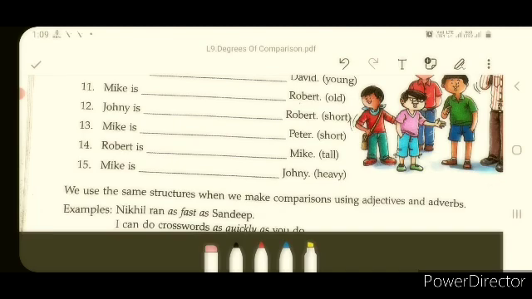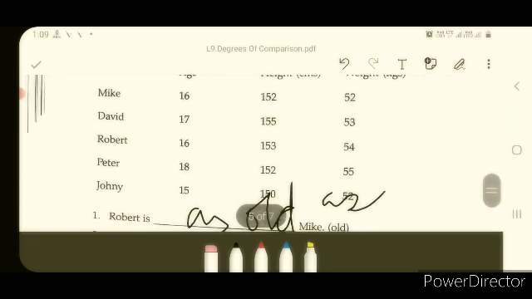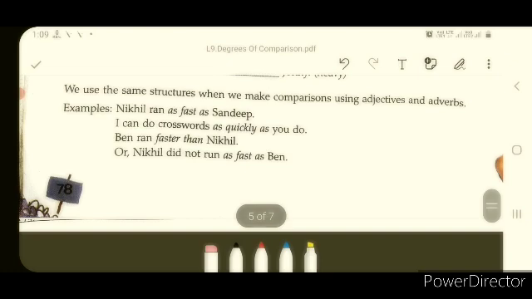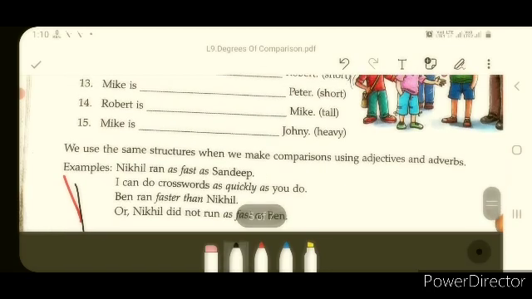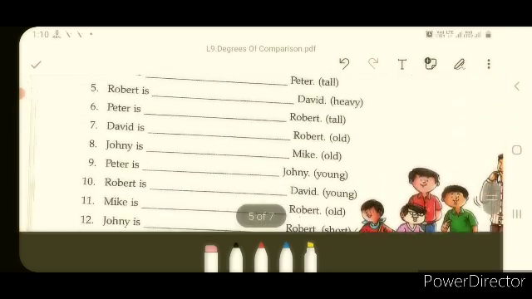Yes, Mike and Johnny. Let's compare once again. Johnny 52, Mike 52. So the answer is, just a second. The answer is as heavy as, right? Mike is as heavy as Johnny. Shall I do one more?